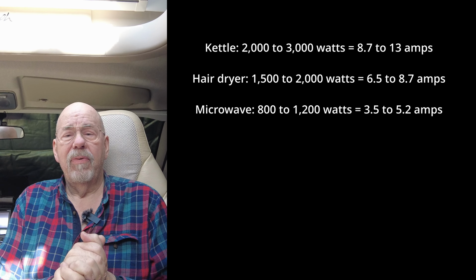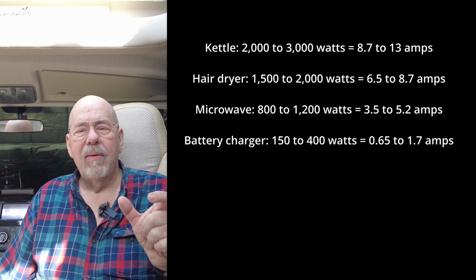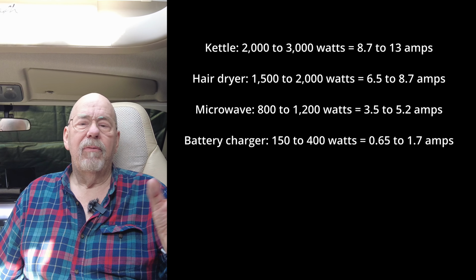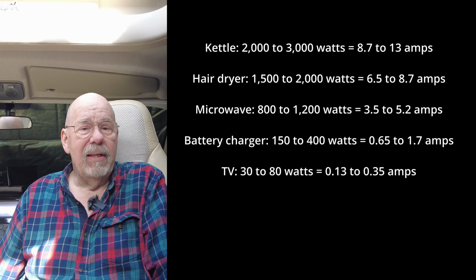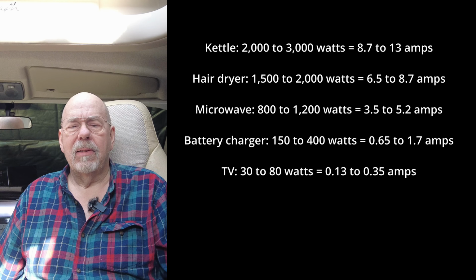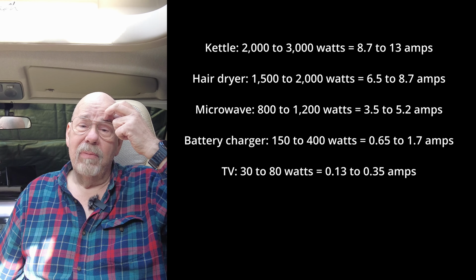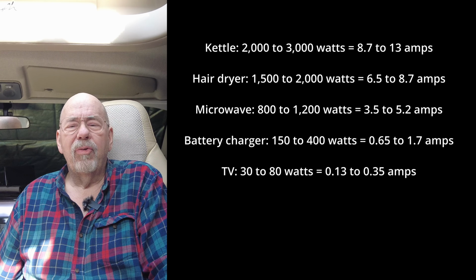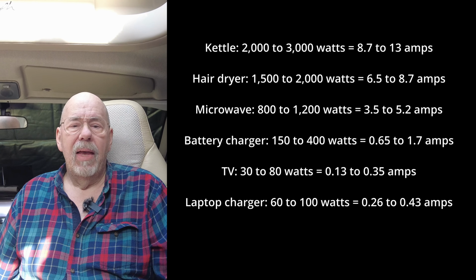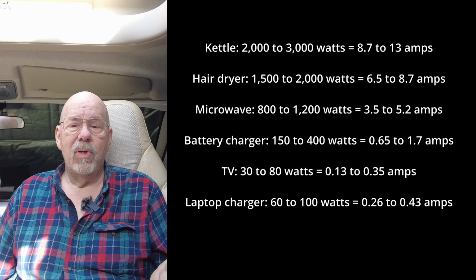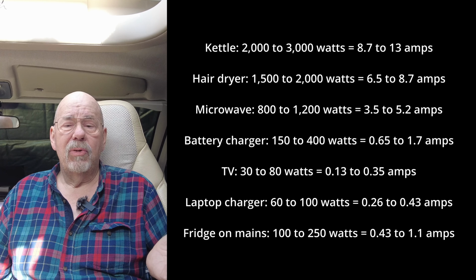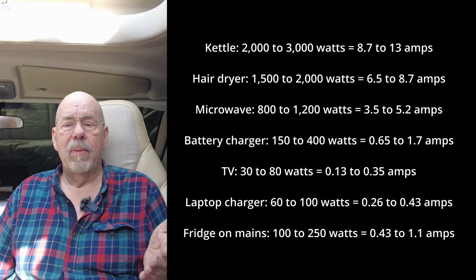Now the battery charger itself on your motorhome, that also draws current, so you also have to allow for that. That can draw between 150 and 400 watts, which is between 0.6 of an amp and 1.7 amps. A 12 volt TV, now you think 12 volts, how does that affect the mains? I'll explain that to you in a short while, but a 12 volt TV can draw between 0.13 and 0.35 amps. A laptop charger, 60 watts to 100 watts, that's 0.26 amps to 0.43 amps. And a fridge on mains, between 100 watts and 250 watts, which is 0.43 amps to 1.1 amps.